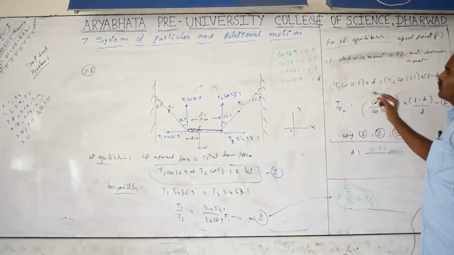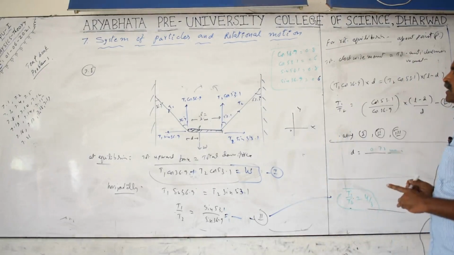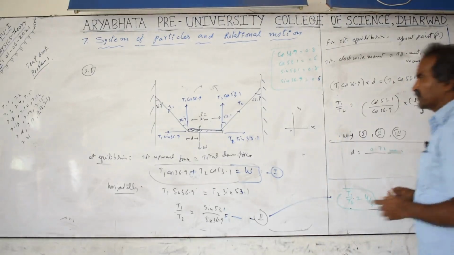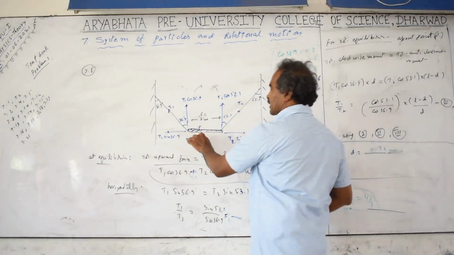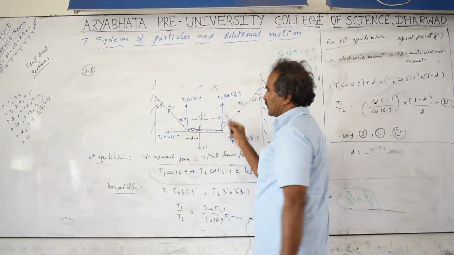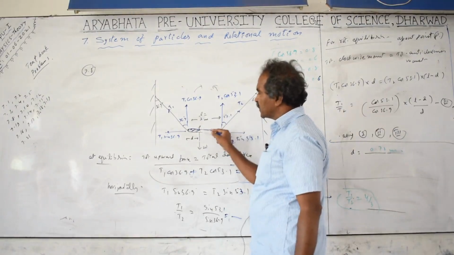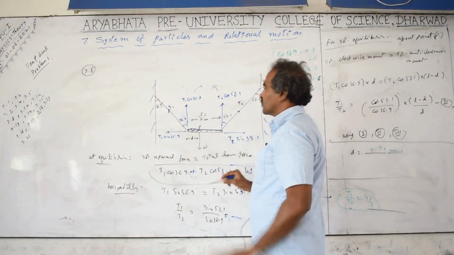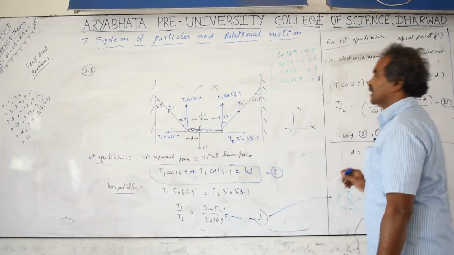Next, for rotational equilibrium, clockwise moments equal anti-clockwise moments. You can take any point for the axis of rotation. You can take this point also, but here W is not given, so better to take that point as the axis of rotation, because the moment of force, the weight into the distance, will be 0 for that weight, and we can neglect it in the equations.